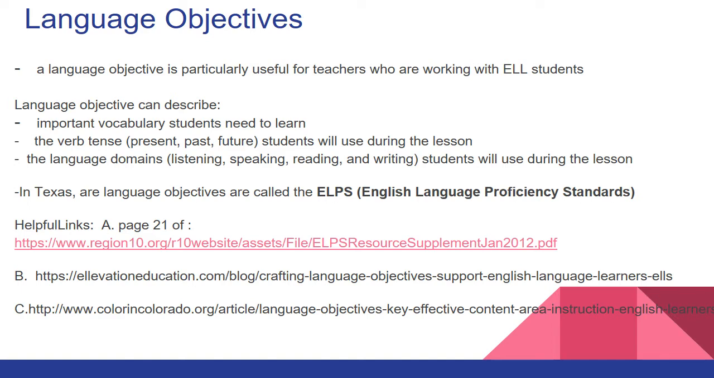So an example of a language objective might be, let's go back to the music lesson, let's say a high school band class. An objective might be: students will be able to identify important vocabulary related to the mechanics of music. Students will also have to be able to listen, speak, read, and write about the composer which they're performing.